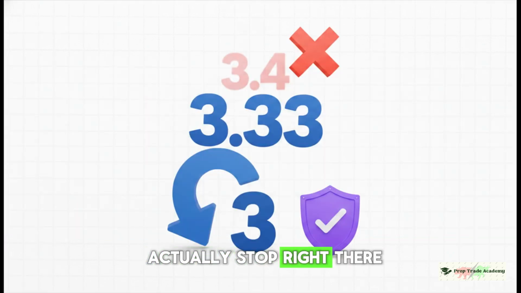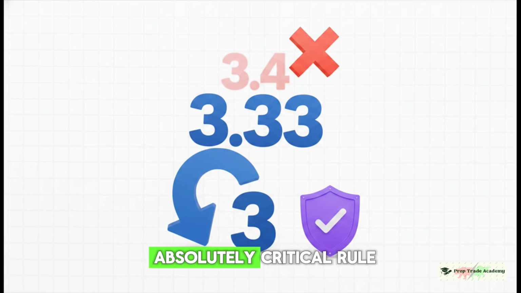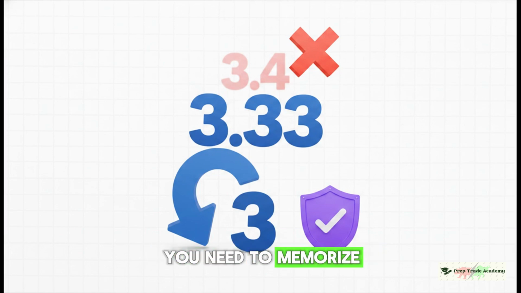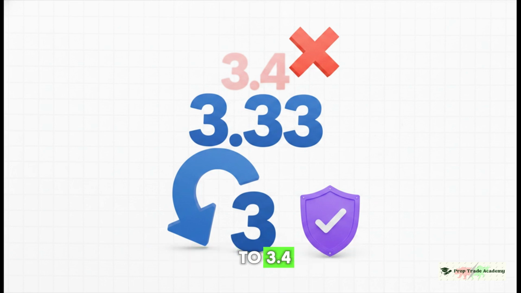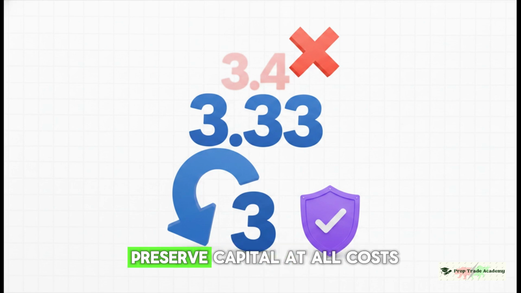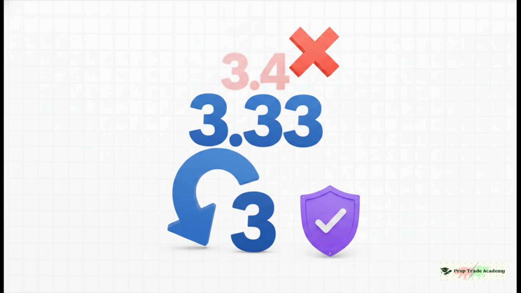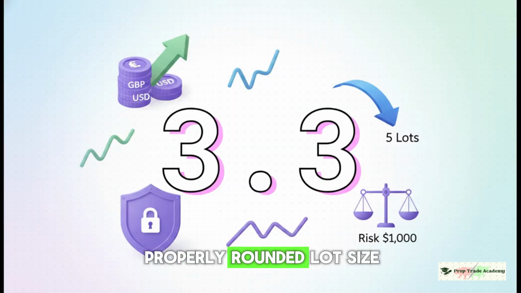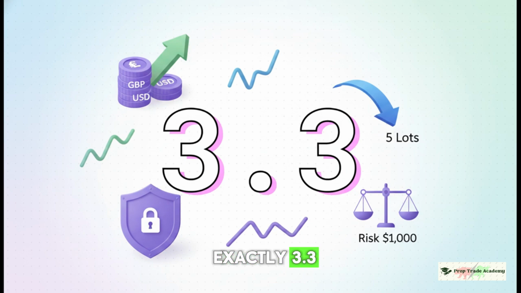Actually, stop right there, because this is an absolutely critical rule you need to memorize. Always round down, never round up. If you got 3.33, you might be super tempted to round up to 3.4. But rounding up secretly increases your risk just above the 1% you originally intended, and we want to preserve capital at all costs. So, our final, properly rounded lot size for GBP/USD is exactly 3.3 lots.